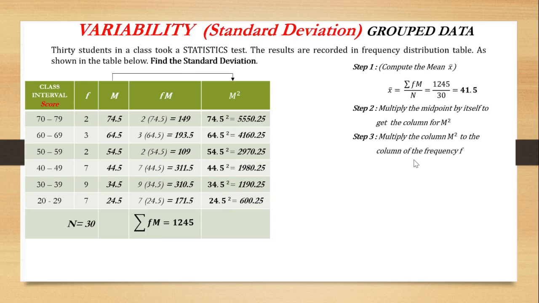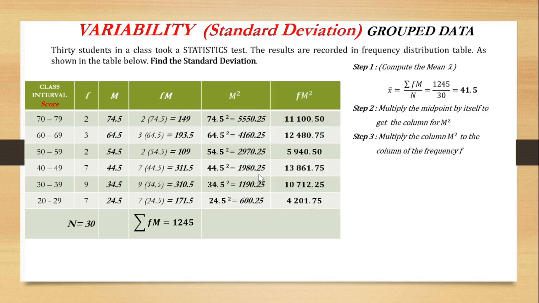Third step, multiply the column for the m squared to the column of the frequency. If this is the column of our frequency and this is the column of our m squared, all we need to do is multiply each corresponding data. So if we have a frequency of 2 multiplied to 5,550.25, that gives us 11,100.50. 3 times 4,160.25, that gives us 12,480.75.